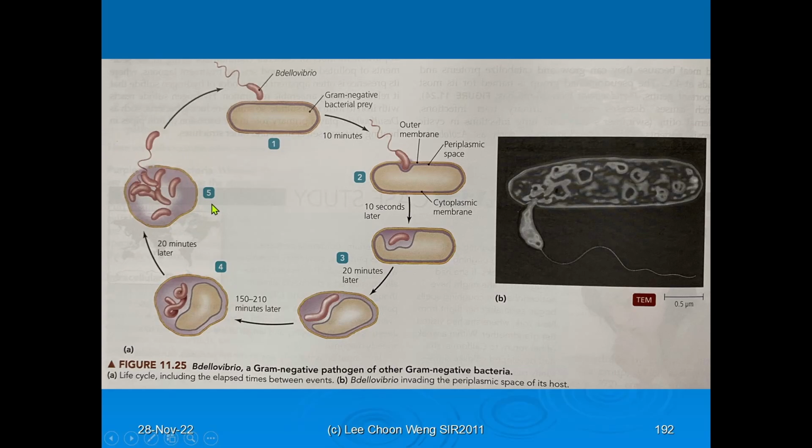So this is another diagram that shows the attack phase here, the formation of the Bdelloplast, the elongation and septate formation, and then the release of the Bdellovibrio. This is the electron micrograph showing the attachment of the Bdellovibrio onto the host cell.